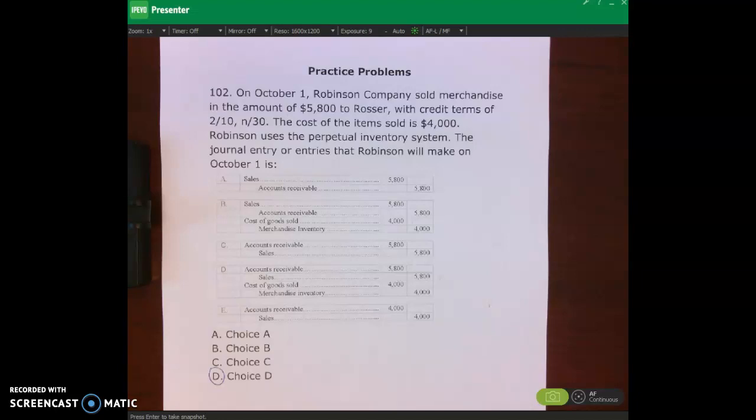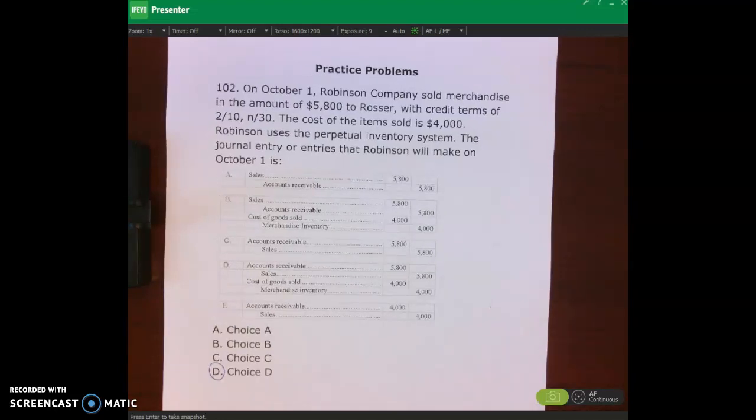So number 102, on October 1st, Robinson Company sold merchandise in the amount of $5,800 to Rosser with credit terms 2, 10, and 30. That means 2% within 10 days. That's the purchase discount. You pay within 10 days. Otherwise, the full amount is due within 30 days. The cost of the item sold is $4,000, and Robinson uses a perpetual inventory accounting system. The journal entry that Robinson will make on October 1st is D.